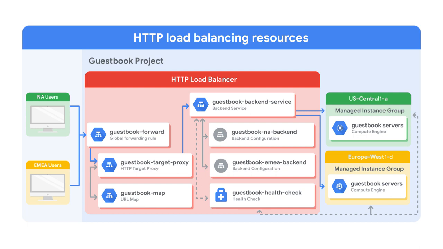The backend service has two backends, one in US Central 1A and one in Europe West 1D. Each of those backends consists of a managed instance group.